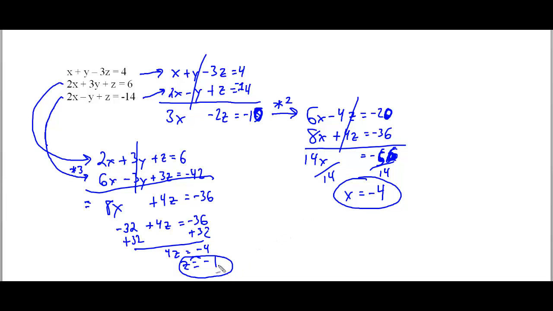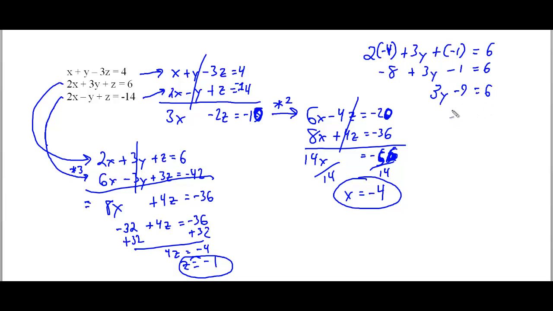All right, so I've got negative 1 for my z, and my x is negative 4. I think the middle line doesn't have very many negatives, so I'm going to plug in my x here. That's 2 times negative 4, plus 3 times y, plus my negative 1 equals 6. So I've got negative 8 plus 3y minus 1 equals 6. 3y minus 9 equals 6. Add the 9 to both sides. 3y is equal to 15. Y is equal to 5. Wow. Okay, so my answer set is negative 4, 5, negative 1.